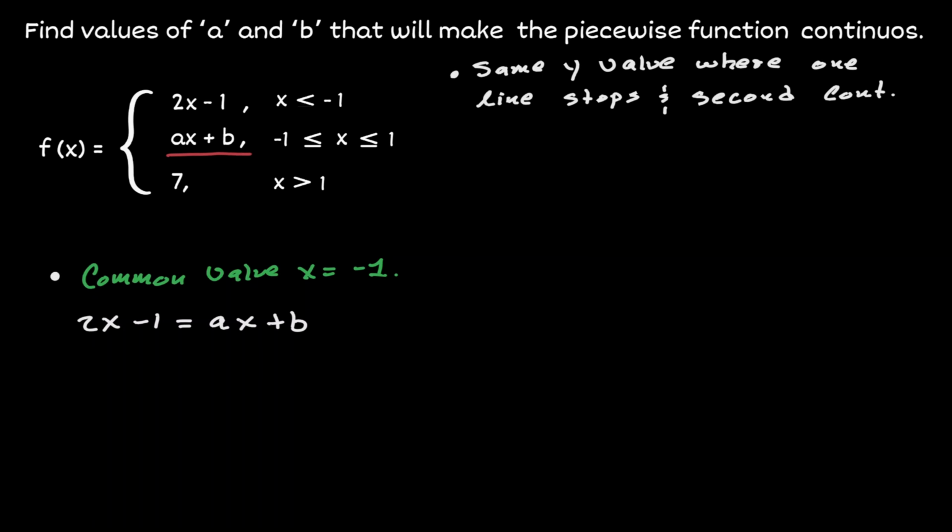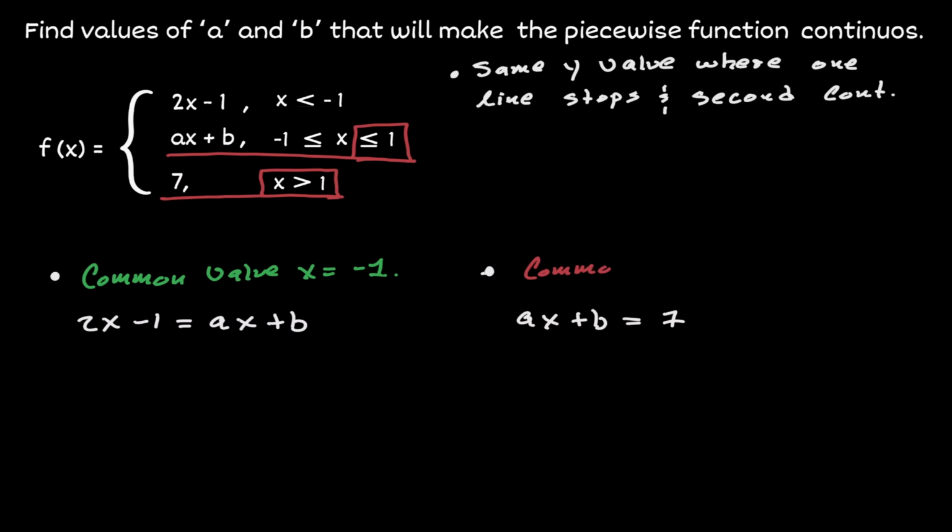In addition, notice that the second piecewise function stops at the value of x equals 1, and that is exactly where the third line in our piecewise function starts, also at the x value of x equals 1. So we can create another equation out of that. We are going to set the second and the third line equal to each other. That is going to guarantee for them to have the same y values, and we want to make sure that this occurs at the value of x equals positive 1. So now notice that we have two equations that we can work with. We will use those two equations to solve for a and b.